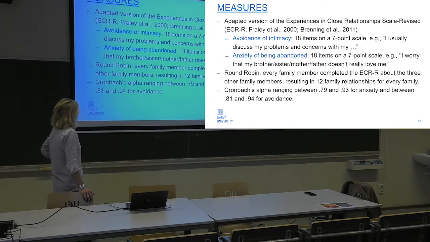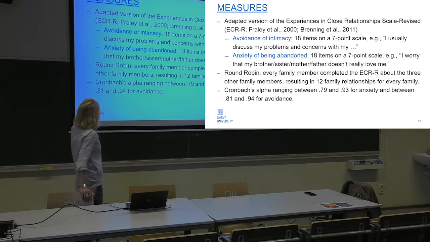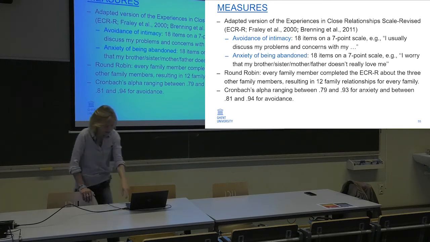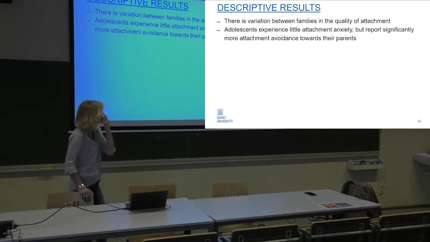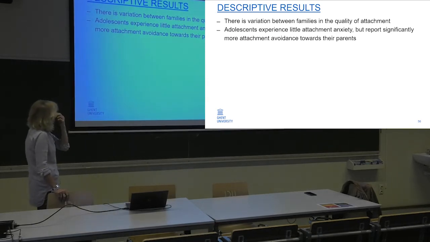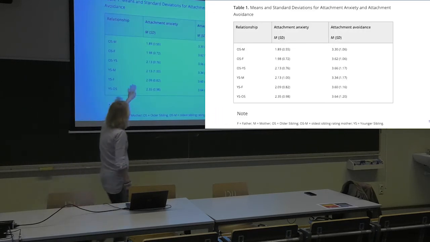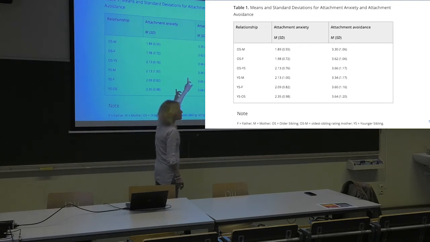Okay, so we had the round-robin design, the 12 family relationships. Cronbach's alpha was okay. The descriptive results: there is variation between families in the quality of attachment. If you see the means, I think here, anxiety was very low. Attachment is on a 7-point scale.